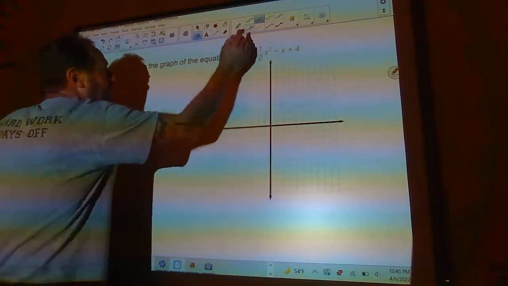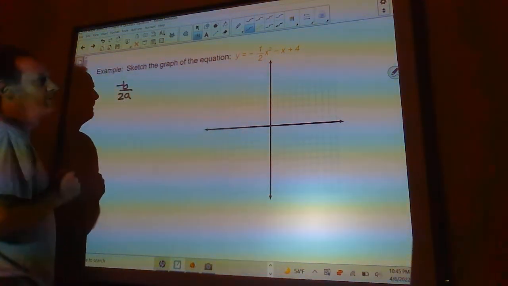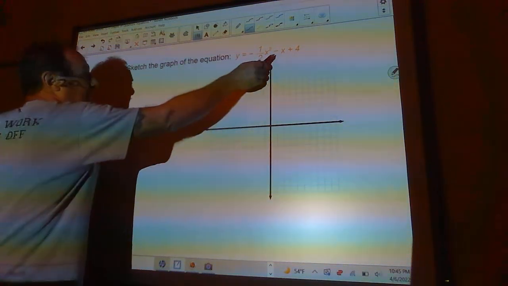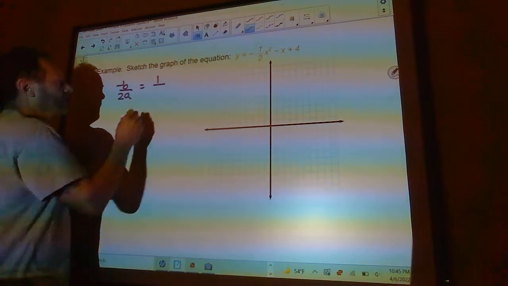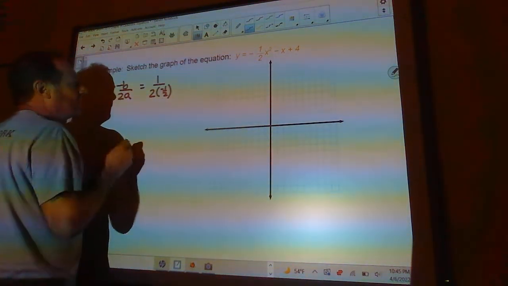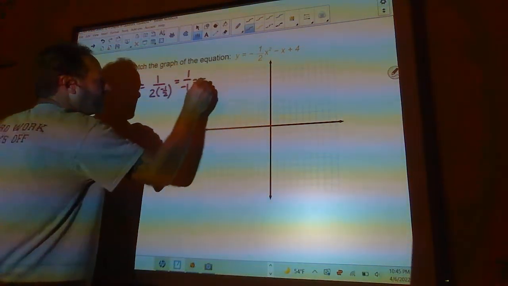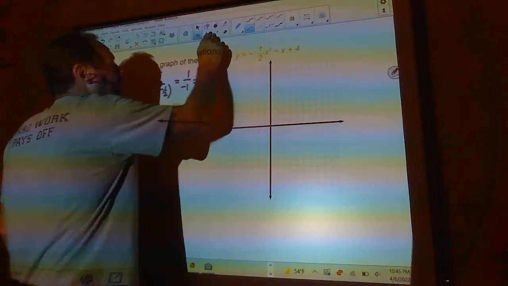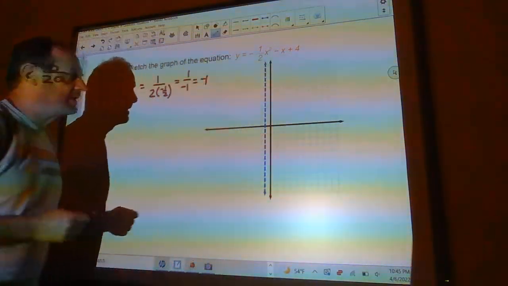Okay, so again, we're going to start out with negative b over 2a. So in this case, b is negative 1. That's going to be positive 1 over 2 times a is negative 1/2. So this becomes 1 over negative 1, which is negative 1. So I'm going to go ahead and put my axis of symmetry at negative 1 right there.